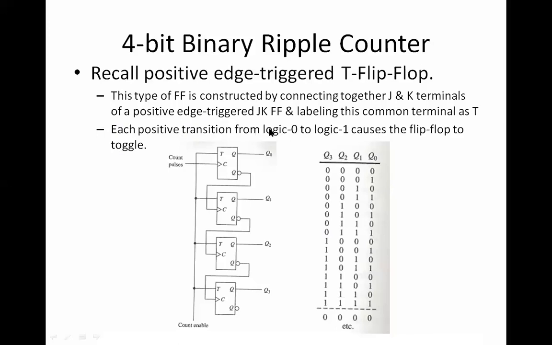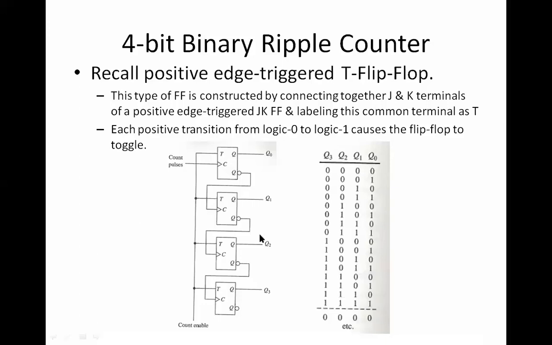Each positive transition from logic 0 to logic 1 causes the flip-flop to toggle. As you all know, when T is 1, whatever the input was will be toggled. But if T is equal to 0, then whatever the output is, the same thing will be in the next state as well. So this is how the truth table of the T flip-flop is.